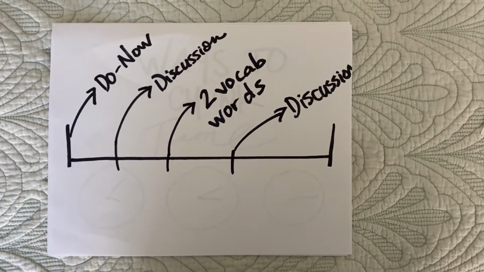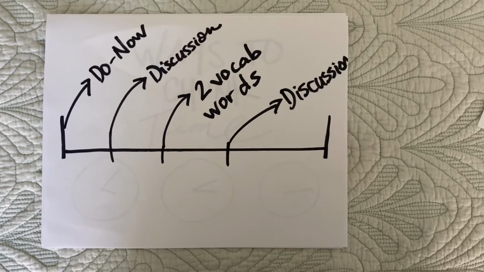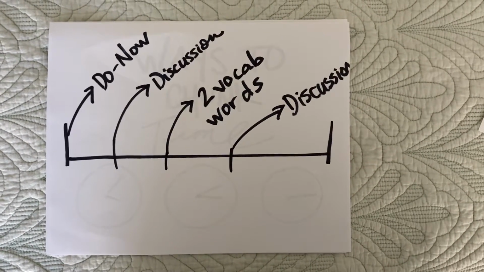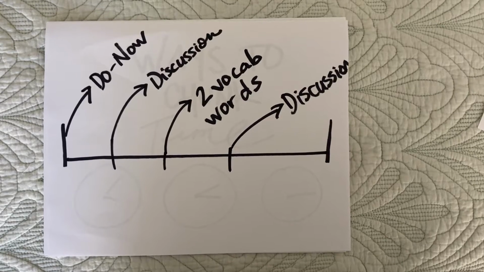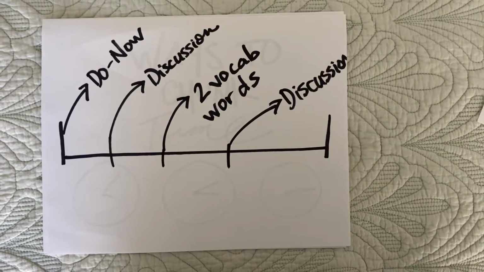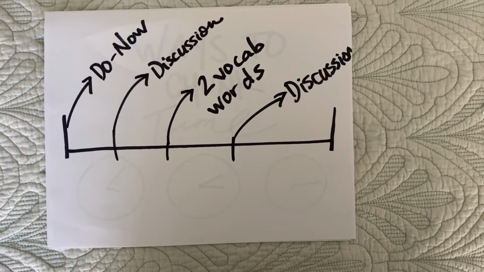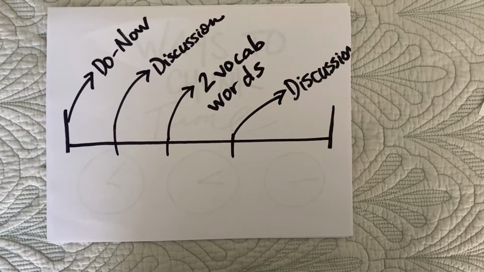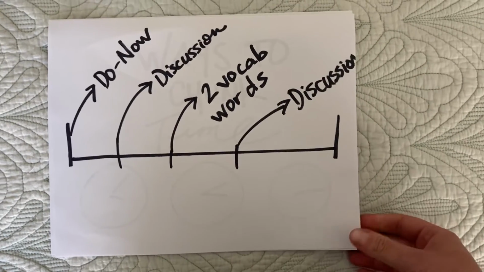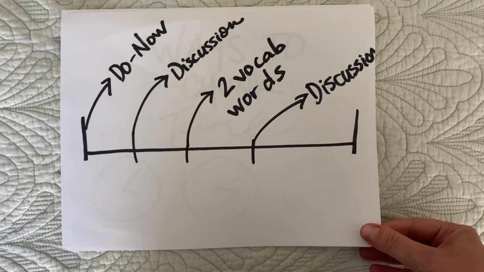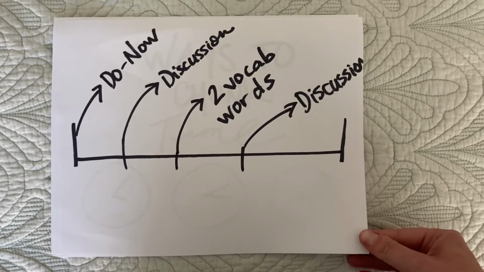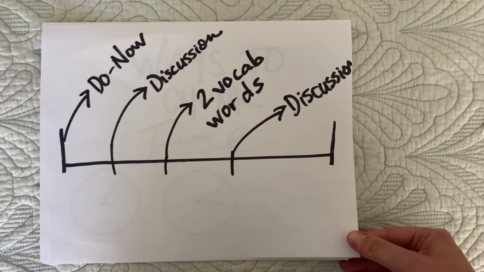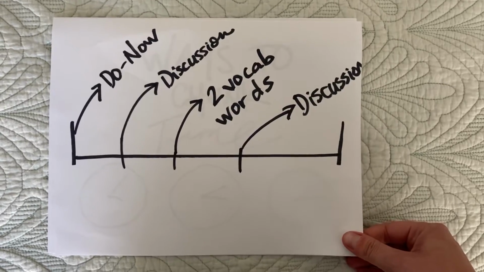So instead of just talking about the vocab words for 10 straight minutes, do a quick do now, then chunk up your time. Do a discussion. Do the 2 vocab words and do a discussion afterwards. You've already broken up your 10-minute chunk into 4 separate smaller chunks that are more manageable, and there are more access points for kids to remember those 2 words that you explained.